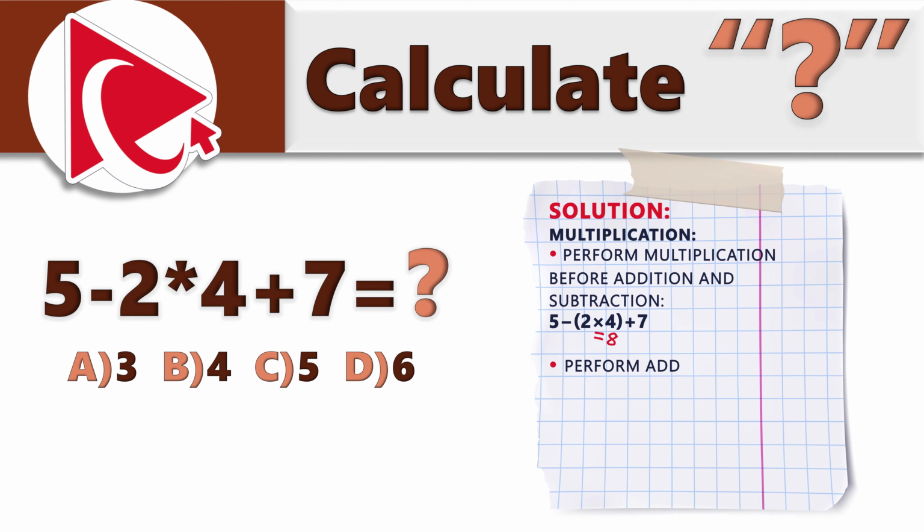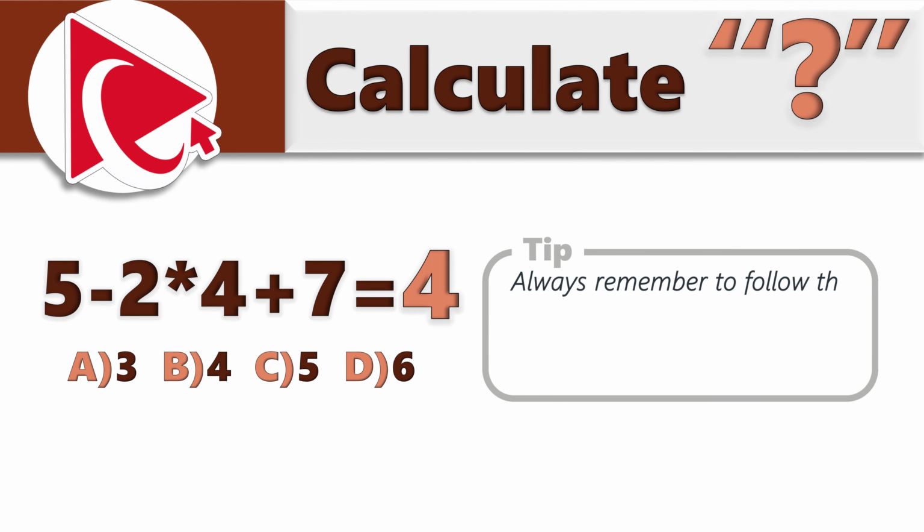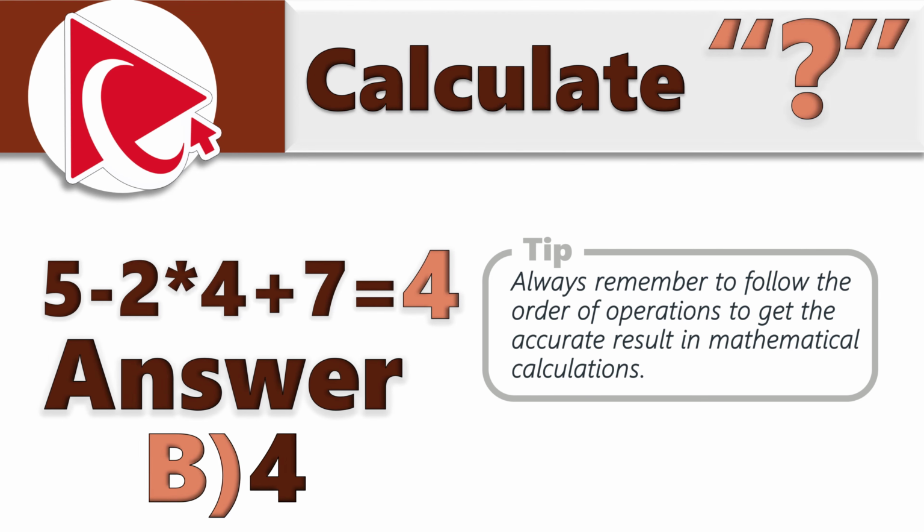The next operation is from left to right. We need to do subtraction. 5 minus 8 equals minus 3. Next step, minus 3 plus 7 equals 4. So the tip here is to always remember to follow the order of operations to get the accurate result in mathematical calculations. The correct answer here is choice B, 4.